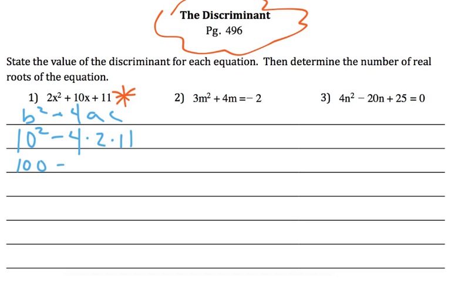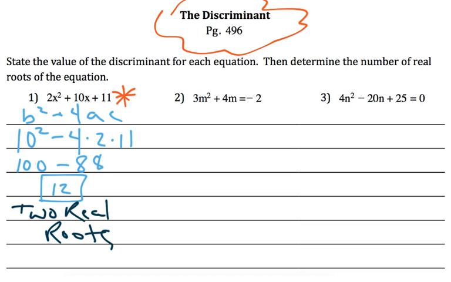100 minus 4 times 2 is 8, times 11 is 88. And already we can probably judge that this is positive, and we could run to the next step, but they do want to know the value, so we're not going to just stop there. So we're going to say 100 minus 88 and get 12, and box that since they say to state the value. Now, since we do have something, this means that if I visualize my quadratic formula, I would be adding or subtracting something. So this tells me that I have two real roots. I've satisfied all the expectations of this particular problem.